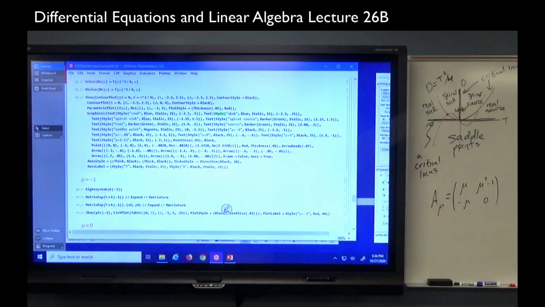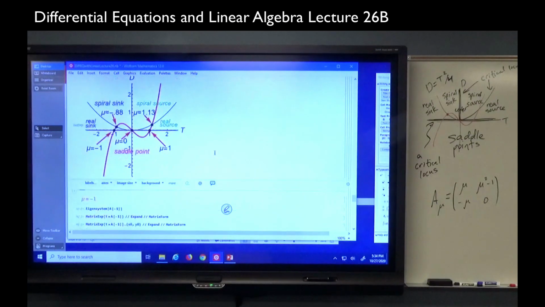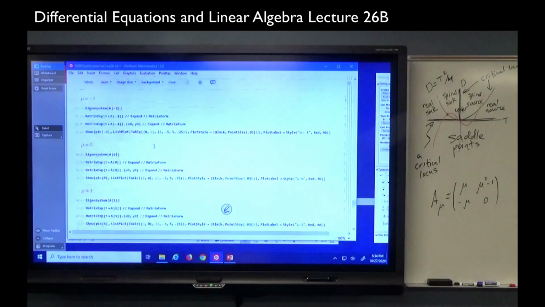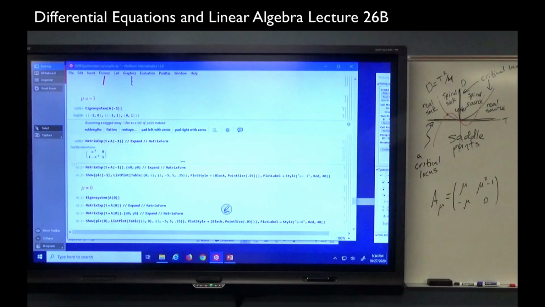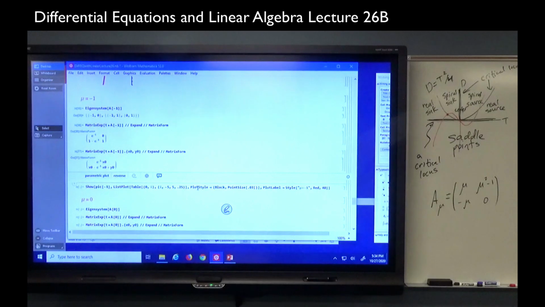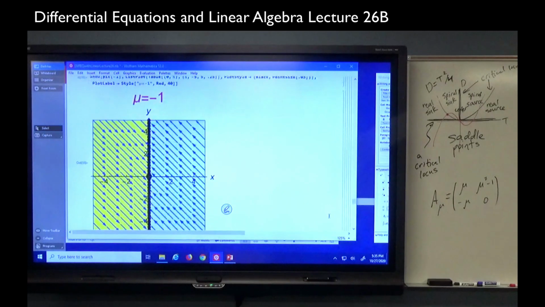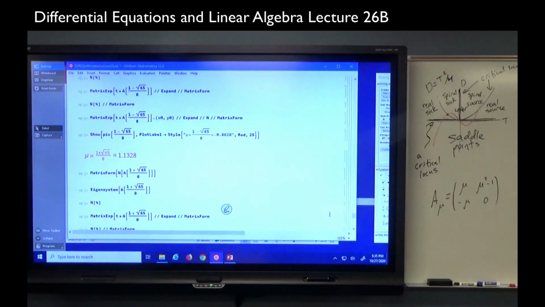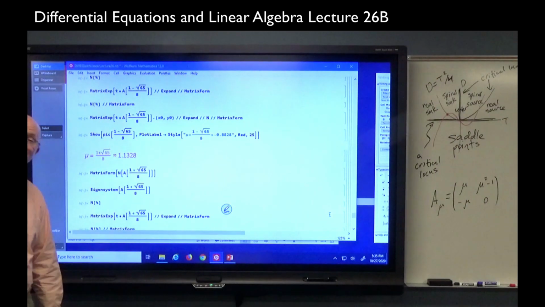Here's some code. Well, here's the bifurcation plane, the trace-determinant plane. Here's code that can have you do the eigensystem and matrix exponential for different values of mu, and show, for example, this picture. And I think that's probably good enough to end lecture B right there.